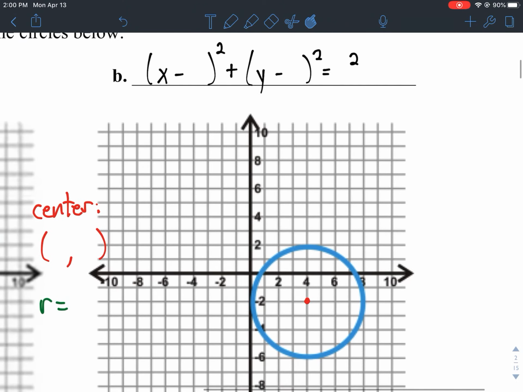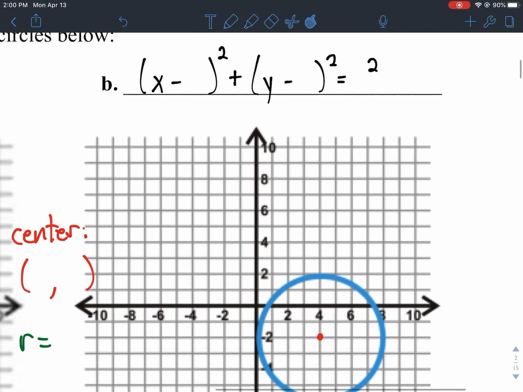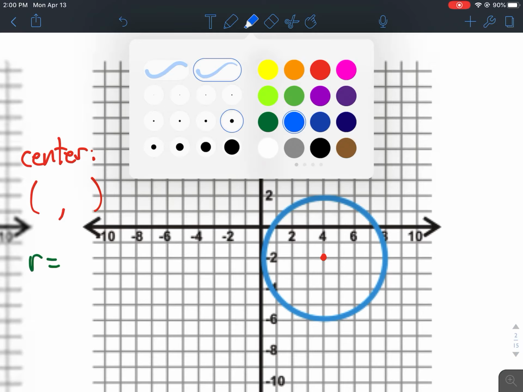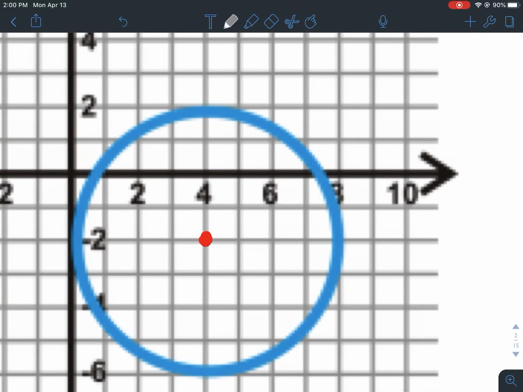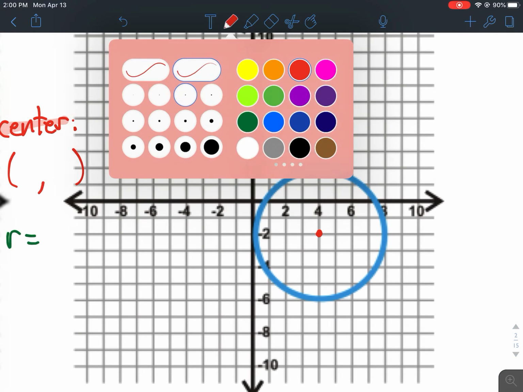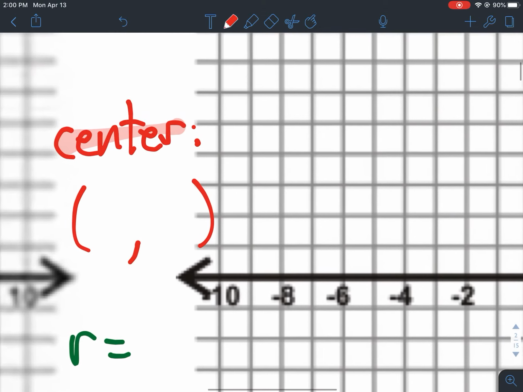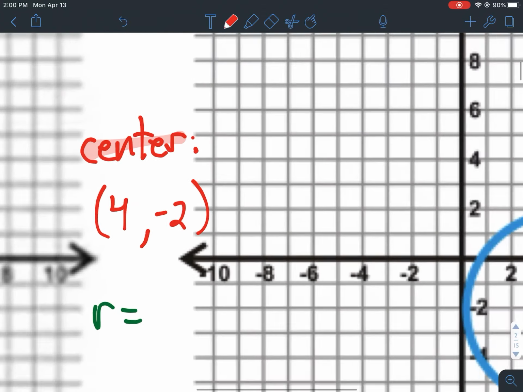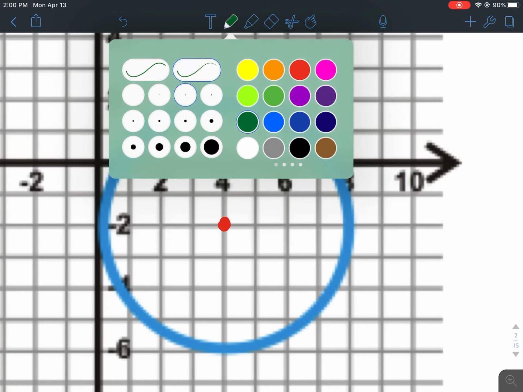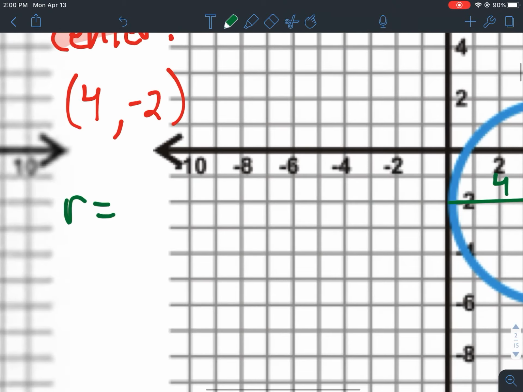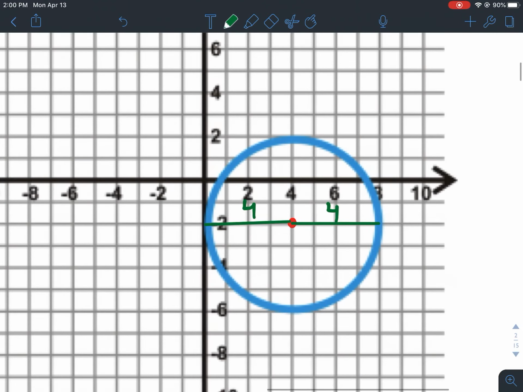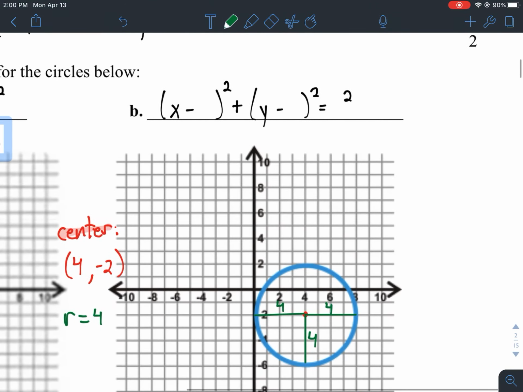Alright, moving on to the next one. Again, similar. First things first, identify your center and your radius. So the center in this case is going to be at that red point there, and that point ends up being 4, -2. And if you notice, the radius in this case is 4 units. And again, it's 4 units in all directions, so that's how we figure out the radius. Just count. So again, that's all the information you need.